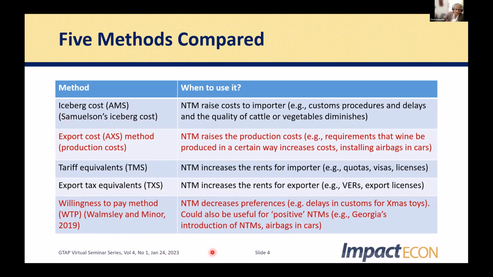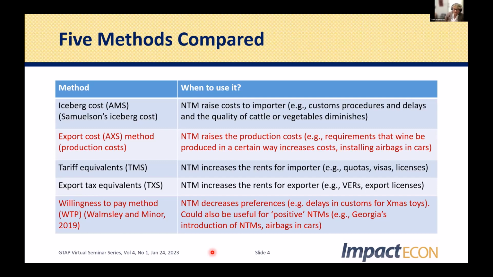The first one's the iceberg cost method. The idea here is basically that the NTM raises the cost of the good to the importer. So it's definitely a cost on the importer side. The increase in cost is shown as a decline in the quantity. So the quantity of the good moves from the exporting country to the importing country, and that quantity is declining, like an iceberg melting as it moves across the world, which is why it's called the iceberg cost method. A good example of that would be customs procedures and delays, which cause, for instance, vegetables to rot as they sit on the dock in the importing country.